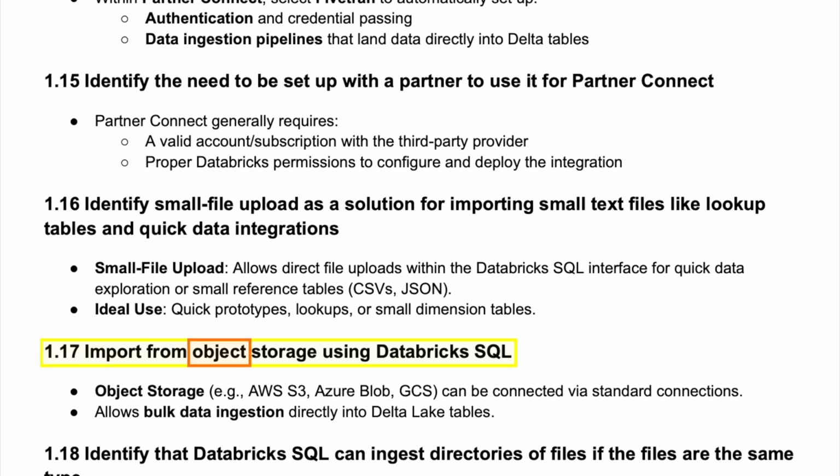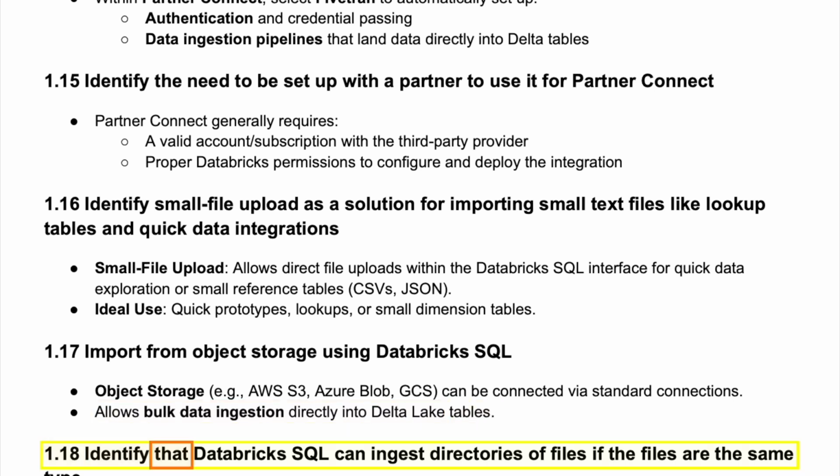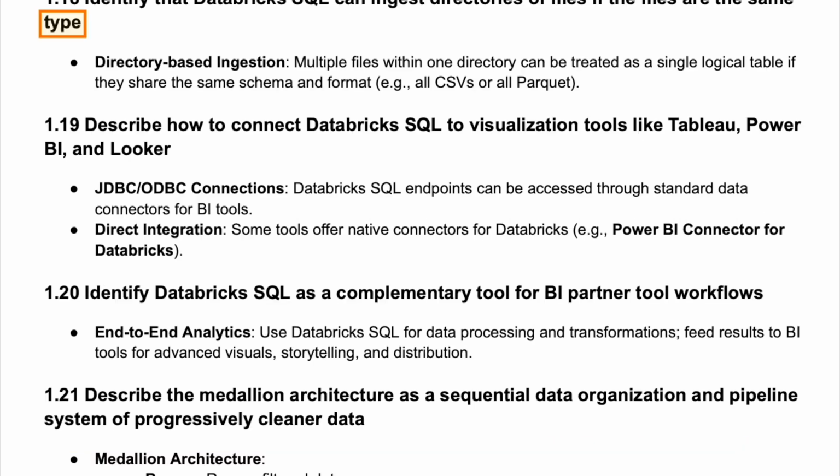1.17 Import from object storage using Databricks SQL. Object storage, for example AWS S3, Azure Blob, or GCS, can be connected via standard connections. This allows bulk data ingestion directly into Delta Lake tables. 1.18 Identify that Databricks SQL can ingest directories of files, if the files are the same type. Directory-based ingestion: multiple files within one directory can be treated as a single logical table if they share the same schema and format. For example, all CSVs or all Parquet.